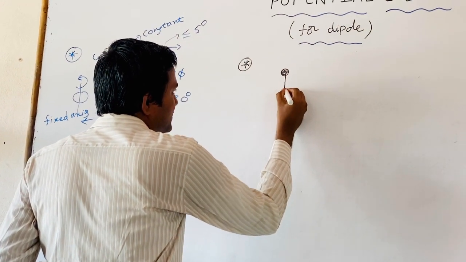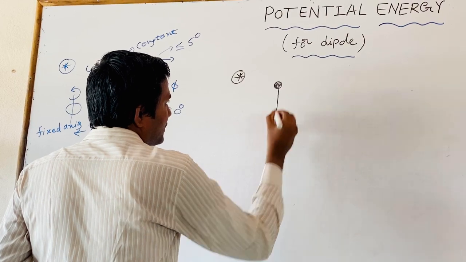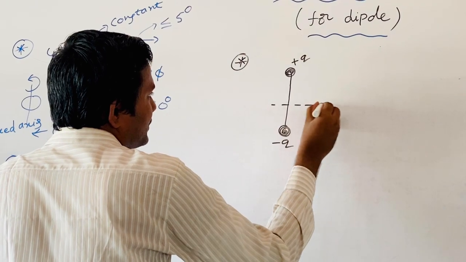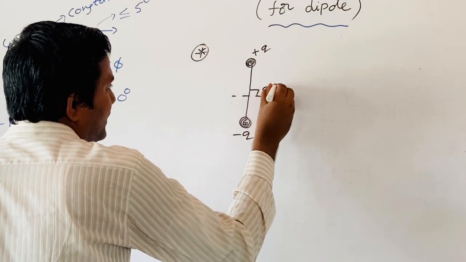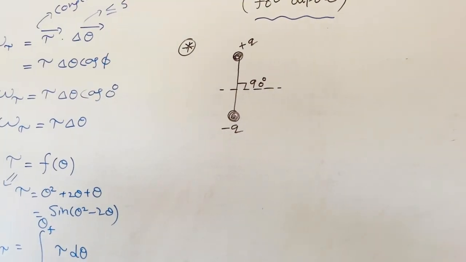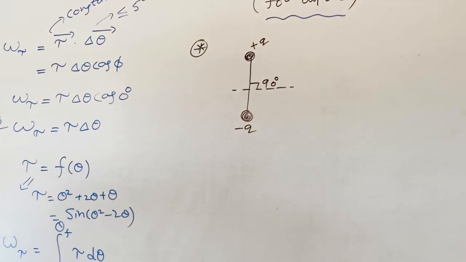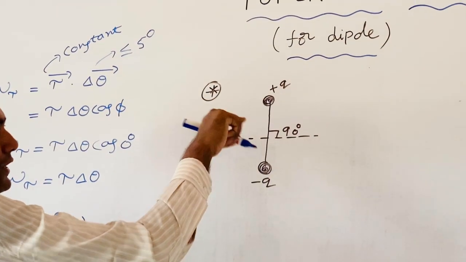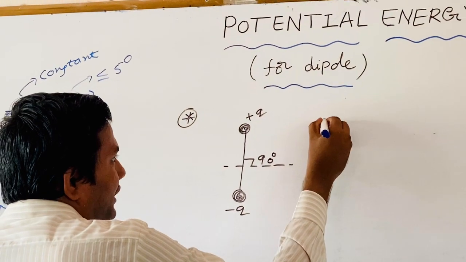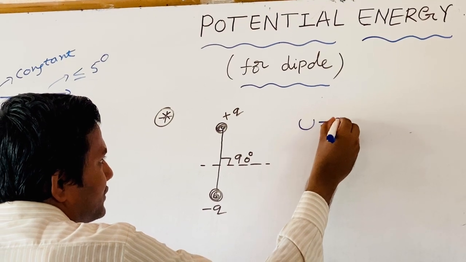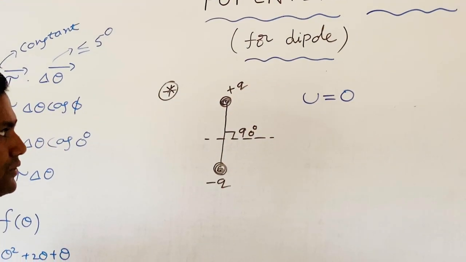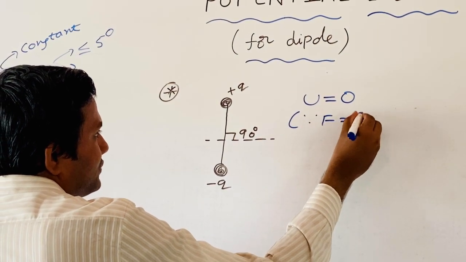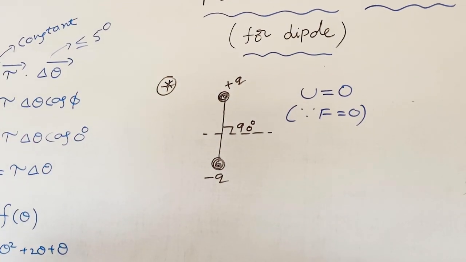Okay, so this is plus Q, this is minus Q. Initially the angle we are seeing here is 90 degrees. So initially, are you seeing any field here? Initially there is no field. Since there is no field acting on the dipole, at that time what is the value of U here? 0. Why is U 0? Since F is equal to 0, there is no electrostatic force.